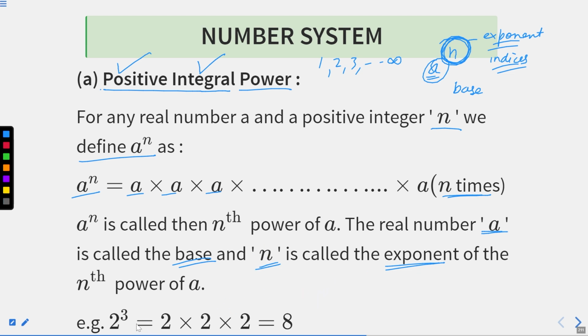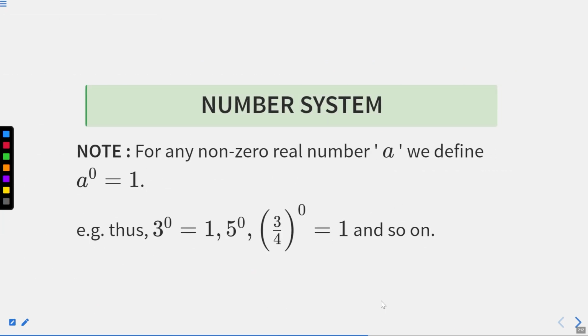The example which I have already given, 2 cube means 2 times 2 times 2, which equals 8. 2 times 2 is 4, and then 4 times 2 is 8. Let's move on. Now a raised to the power 1 is a, a raised to the power 2 is a times a, a cube is a times a times a, and so on.